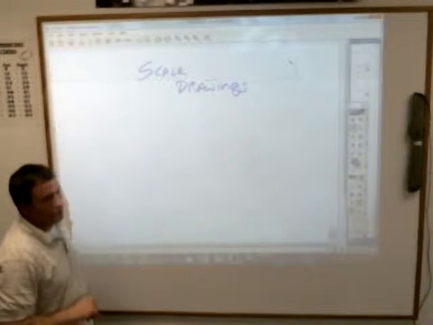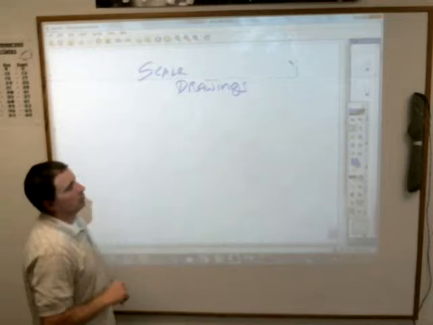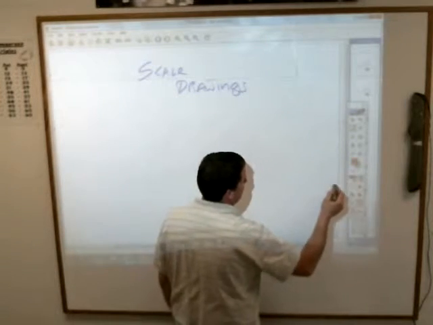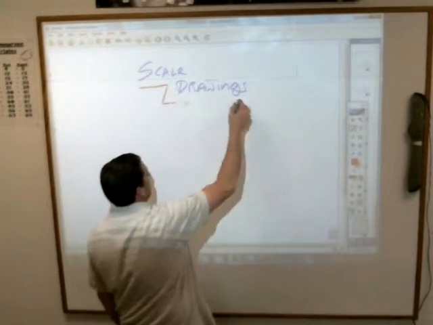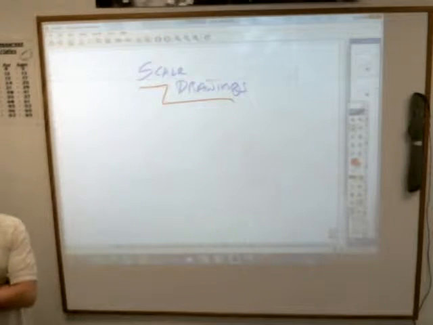And there's probably a good reason why we use scale drawings. Why do you suppose that is? Why, when architects draw up blueprints of something, do they scale it down to a smaller size? Why do you suppose that is? Emma Haynes?